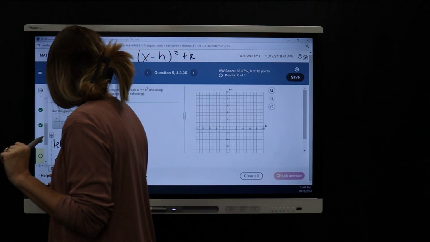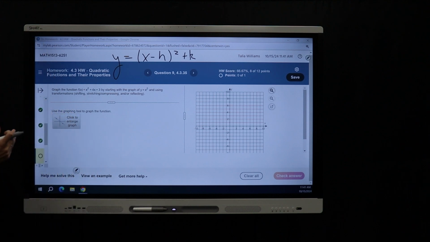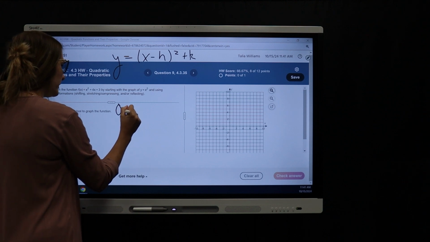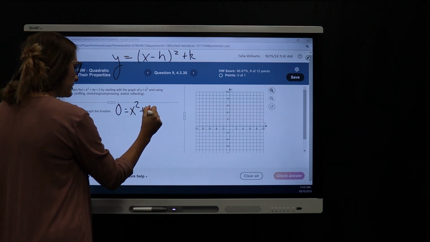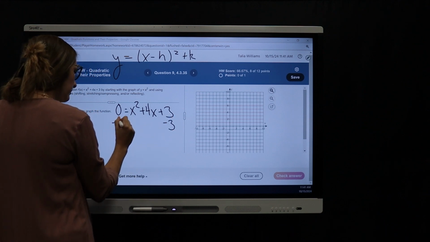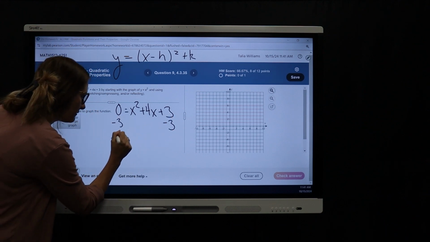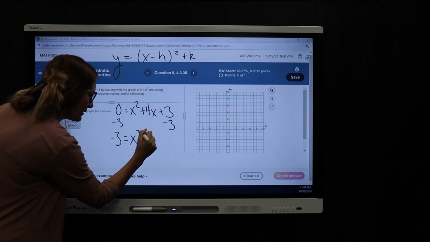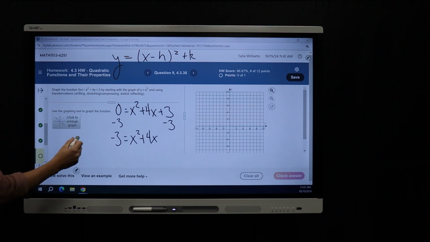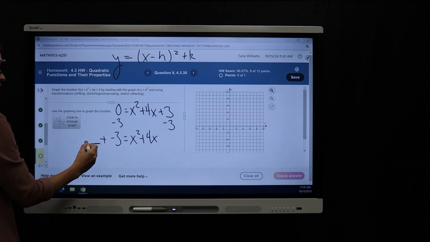All right, this one we have to complete the square to be able to do it. So we have, I like that I have this space right here on this one. 0 equals x squared plus 4x plus 3. Move our constant first. So I have -3 equals x squared plus 4x. Now when we complete our square, we're going to have to add that value on both sides.